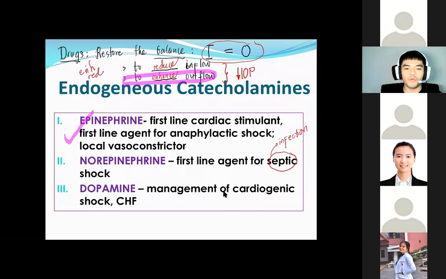And then finally, dopamine can be used as an alternative agent in the management of cardiogenic shock. Cardiogenic shock is another example of a shock condition or hypotension, but in this case it is caused by heart failure. Again, dopamine is used as an alternative agent for cardiogenic shock, which is caused by heart failure. Dopamine can also be used in the management of congestive heart failure.